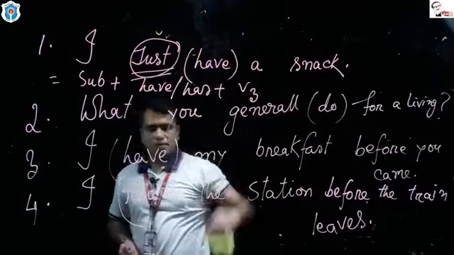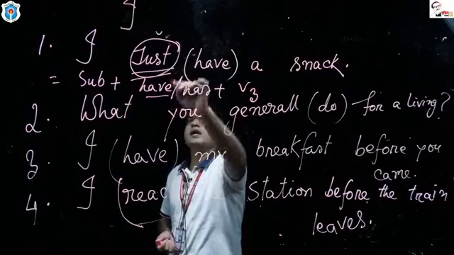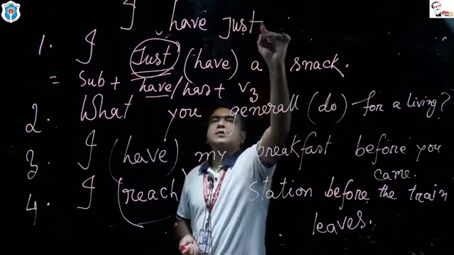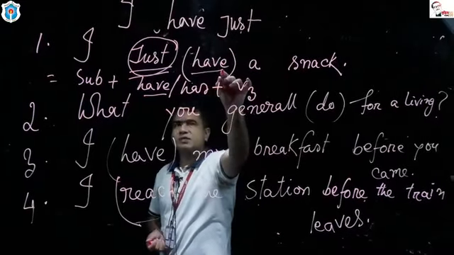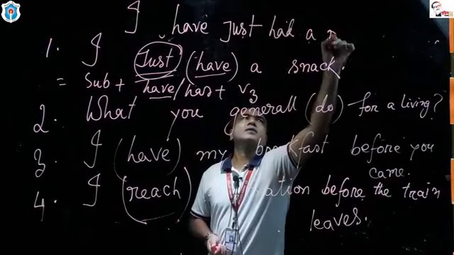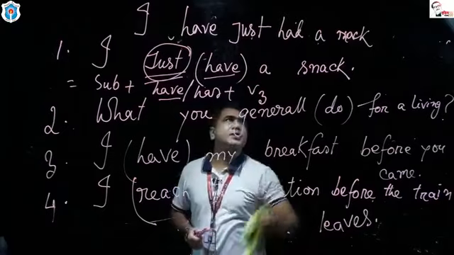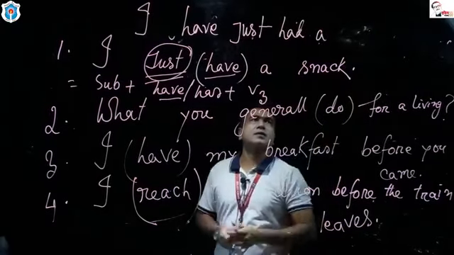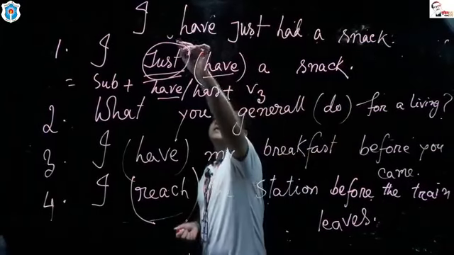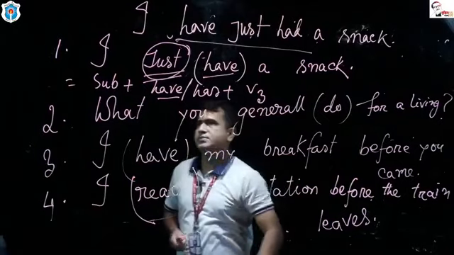I have seen. The subject is I, so we will use have. I have just. The past participle form of have is had. I have just had a snack. It is very easy. I have just had a snack. You have given the right answer. I have seen.